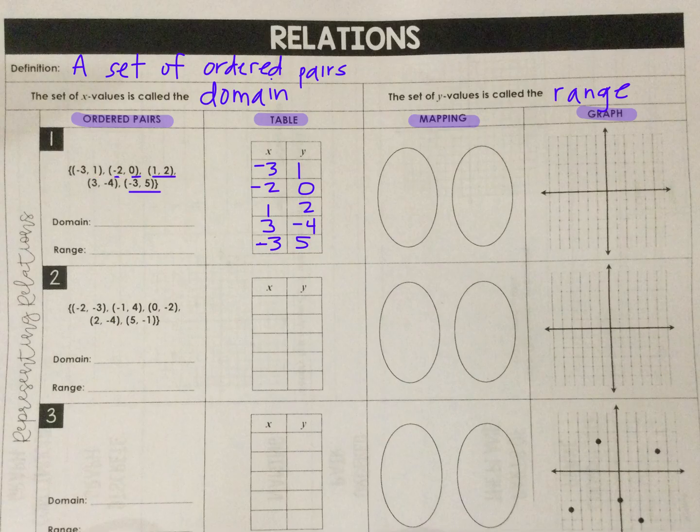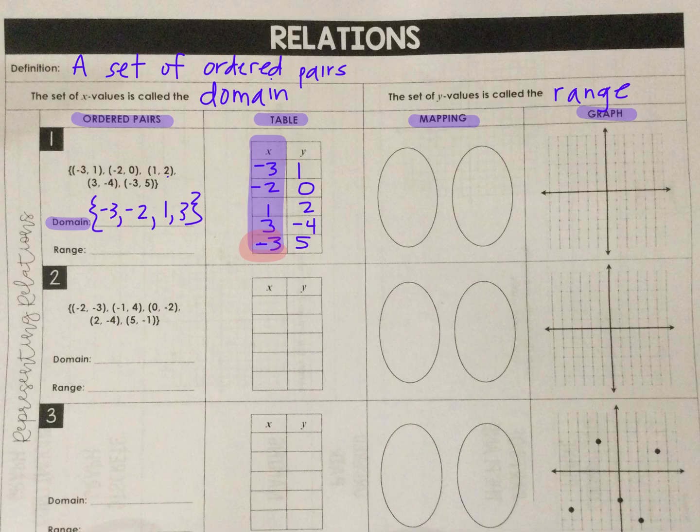All right. Then when I want the domain, right here is asking for the domain. So I'm just going to take what's in this box and write it right there. You do not repeat a number. So like this -3, it won't get repeated. And it needs to be in numerical order. So -3, -2, 1, and 3.